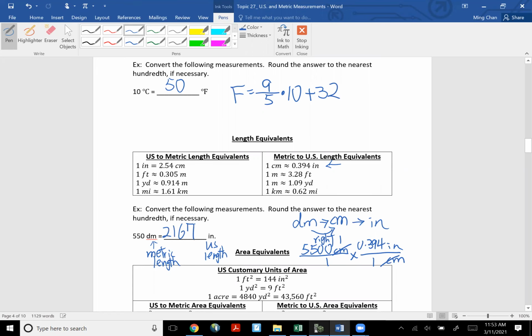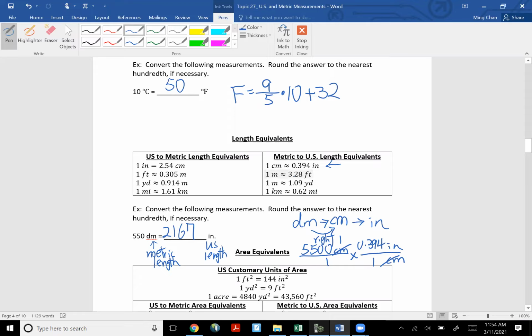Okay, so let's go over this again. From the beginning, when I look at the units, I see meter, I see inch. So one is metric, one is US. Meter and inch are both length. So this problem wants me to convert from metric length to US length. So once I know what I'm trying to convert, then I come to this length equivalent. I'm starting at metric length, so I'm starting right here. That will take me to the US measurements of length.